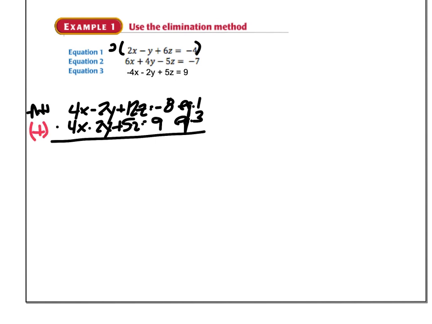So when I'm adding in columns, and I'm going to keep it in red here, I'm going to do 4x minus 4x. Well, you've just eliminated x, which is what your goal was. Negative 2y plus a negative 2y is a negative 4y. And 12z plus 5z gets you 17z. And negative 8 plus 9 gives you 1.